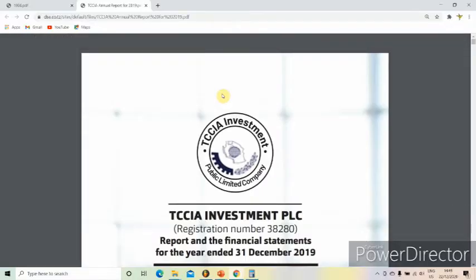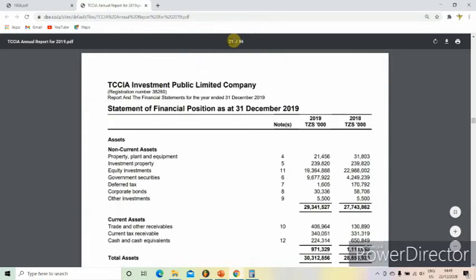So here we all are, ladies and gents. We have opened the TCCIA Investment PLC annual report as of the year 2019. The main objective of opening this annual report is so that we can find the book value per share. For us to do that, our first step will be to go to the statement of financial position.